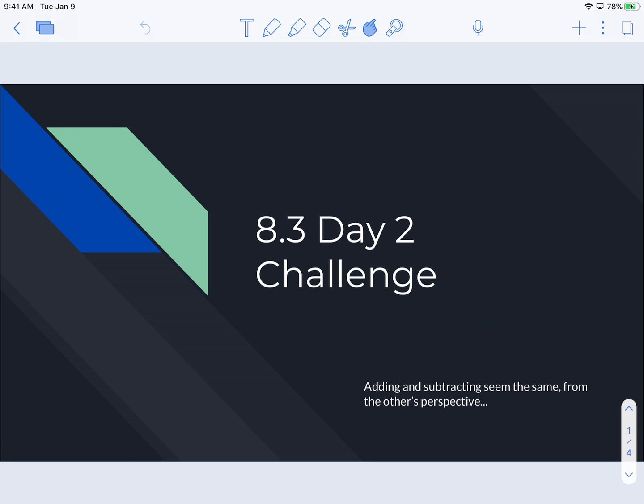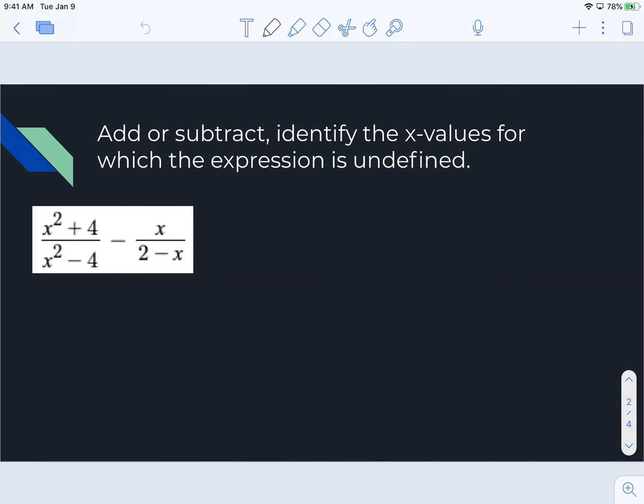Hey guys, Mr. Gron here with another challenge video for 8-3 Day 2, so adding and subtracting. Now, these two problems I'm going to go through actually aren't that challenging, but they can be made a lot easier if you know a little trick, and it's one that I think I covered in the factoring review challenge, so let's take a look at them.